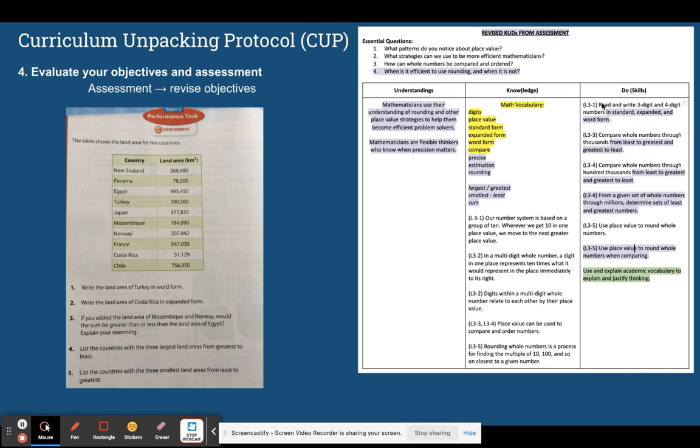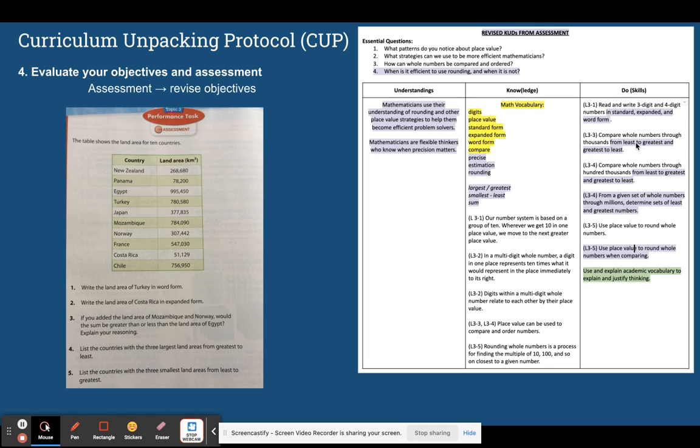What else I noticed? Well, the assessment is specifically asking them to provide numbers in word form and expanded form. So I want to make sure when we're reading and writing those 3 and 4 digit numbers that we're doing standard, expanded, and word form. I really even want to think about expanding beyond just 3 and 4 digits, because look at how large these numbers are. So that's something I even now need to go back and revise in my skills.